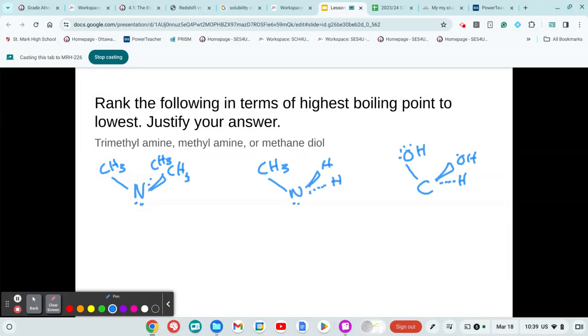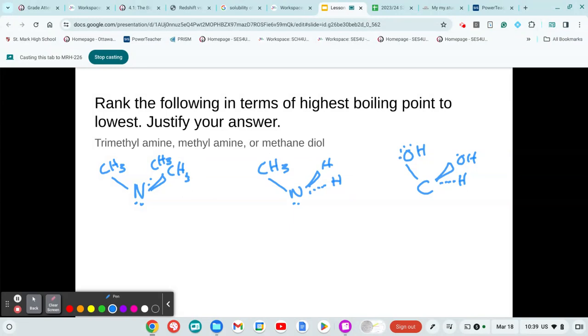So we have to then consider which ones might have hydrogen bonding. And the answer is the two on the right? Nitrogen bonded to hydrogen here, so it'll have hydrogen bonding. And here I've got oxygen bonded to hydrogen twice.